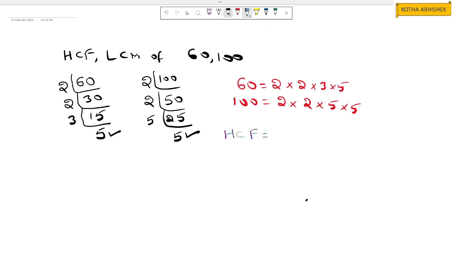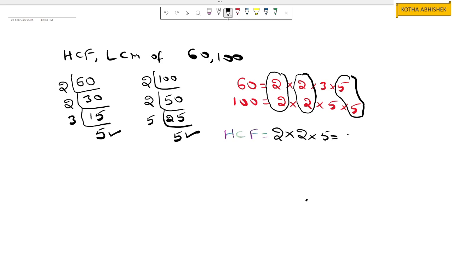Let us check once. In these two, 2 is common. Here again 2 is common, and 5 is common. So except these, nothing else is common. So HCF will be 2 is one time common, right? Write it into, again 2 is common, write it into, 5 is common. So 2 into 2 into 5, 2 2s are 4, 4 5s are 20. So HCF is 20. Now moving to the LCM.